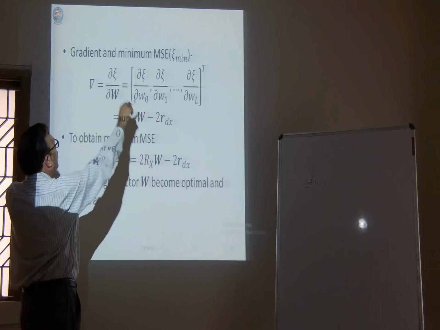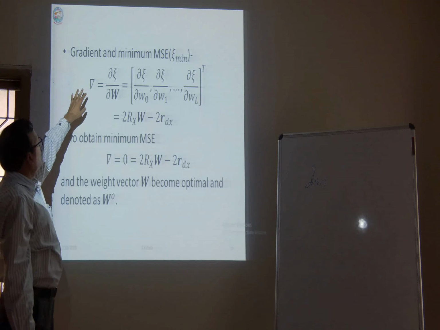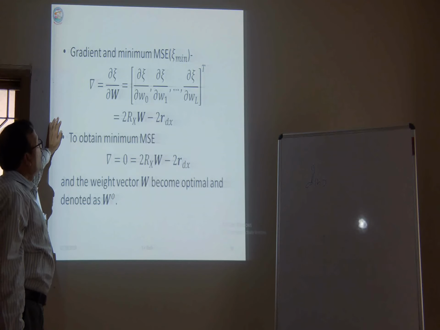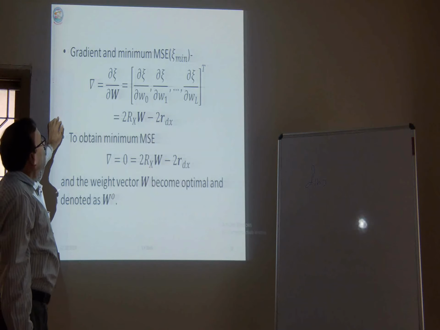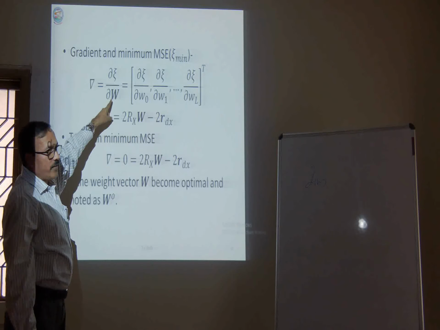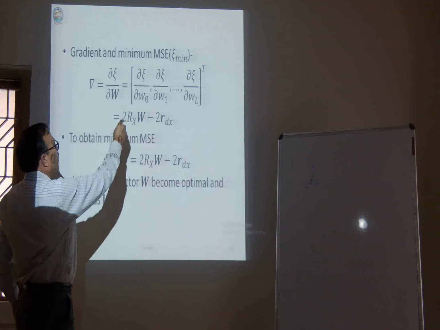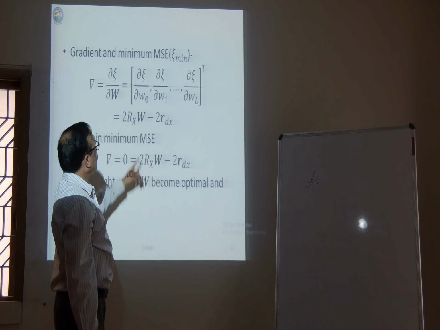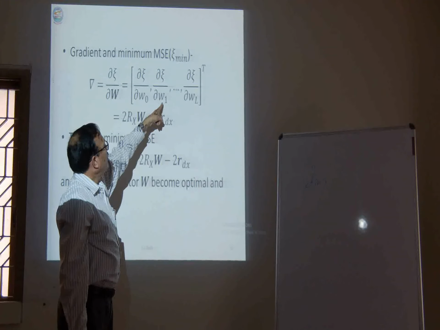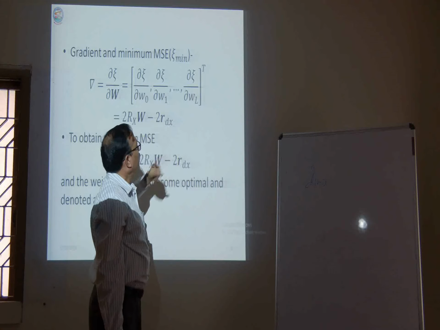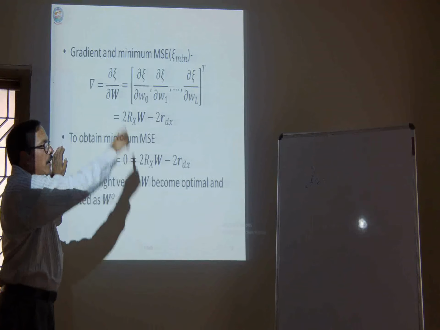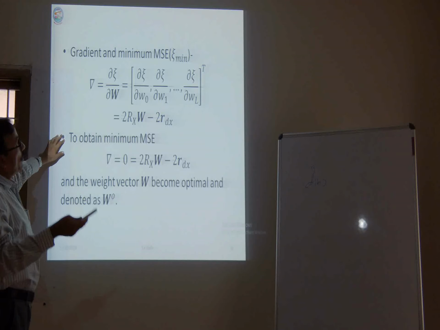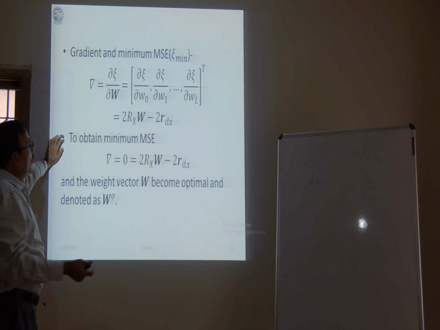So here is the gradient at the minimum mean square error. This is a gradient. That means we have to take the partial differentiation of the mean square error with respect to the weights. Because the weights form a vector, it is nothing but delta chi by delta w0, delta chi by delta w1, up to delta chi by delta wL, transposed, because it is a column matrix.